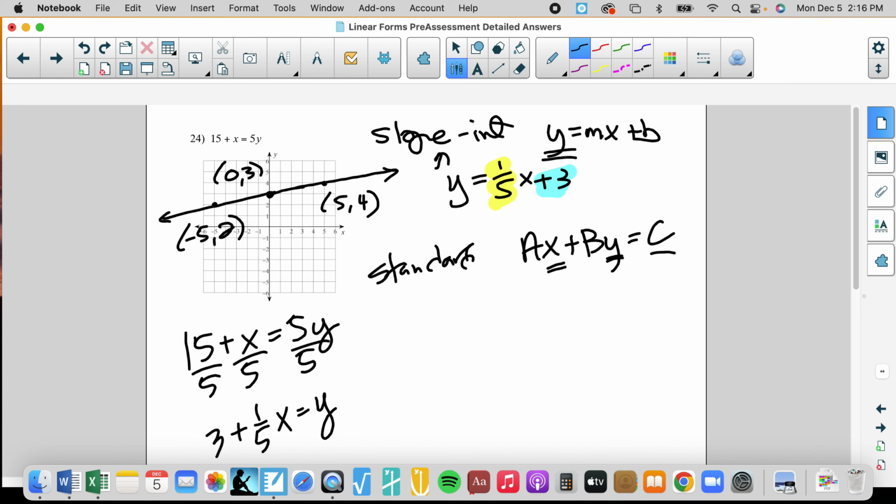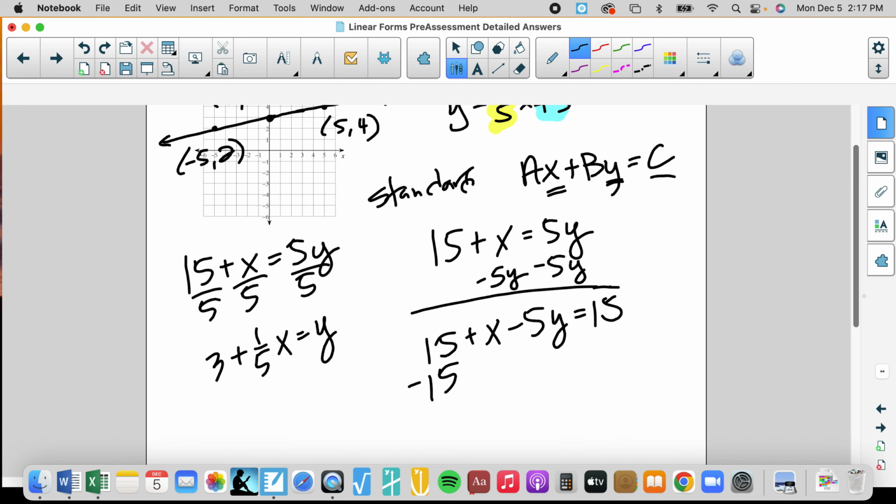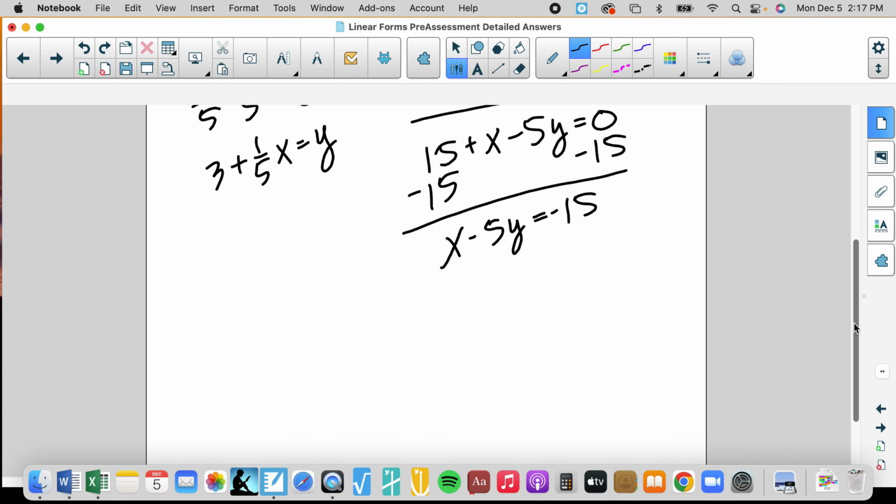If you did it in standard form, if you have 15 plus x equals 5y, we're going to subtract 5y to get my x and y on the same side. Then we get our constant over on the other side, and you get x minus 5y equals negative 15. So what does that look like?